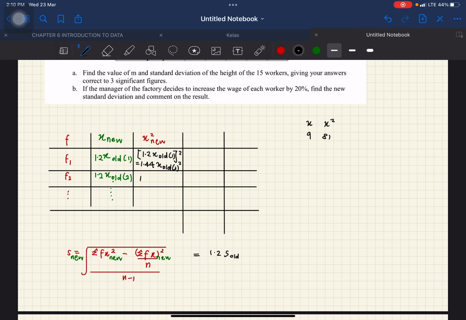Okay, so you will get 1.44, X yang lama, nombor 2 yang kita squarekan. Okay, the same goes sampai habis, sampai bawah. Okay, so that's it for X square.